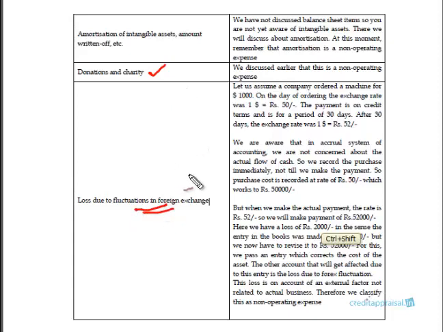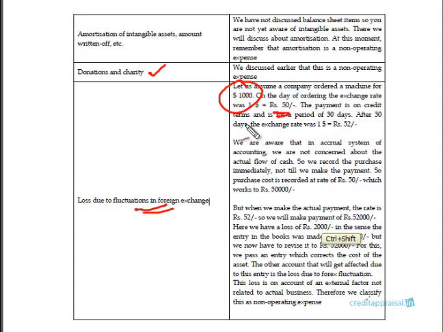Next, loss due to fluctuation in foreign exchange. Sometimes, for example, a company has placed an order for a machine. This is an imported machine. The machine is costing $1,000. On the day of ordering the machine, the exchange rate was $1 is 50 rupees. So in rupee terms, this $1,000 means 50,000 rupees.